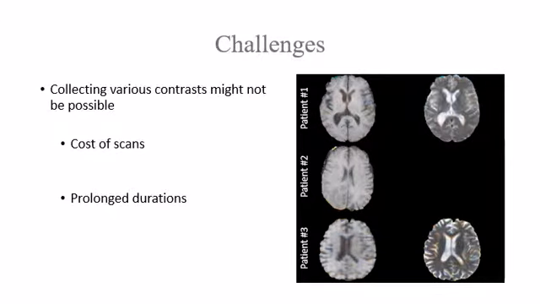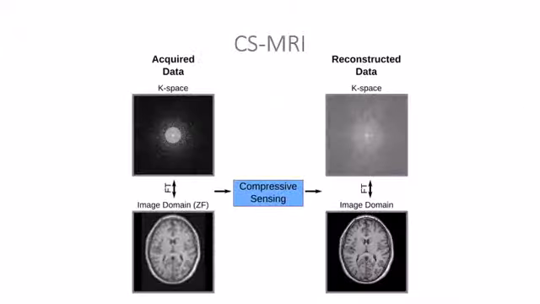However, obtaining all contrasts might not be feasible due to the cost of scans and prolonged scan durations. In those cases, it might be feasible to accelerate MRI acquisitions. MRI acquisitions can be accelerated by subsampling the k-space, as shown here, and reconstructing the undersampled acquisitions.